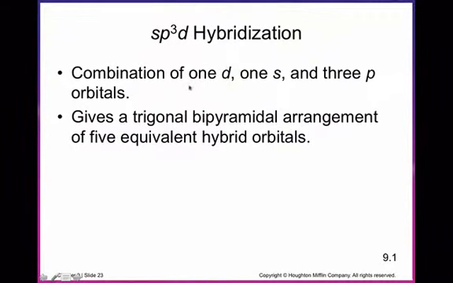Then it says it's a combination of 1d, 1s, and 3p's. Because if we think back to what we just drew, around that phosphorus, there were 5 electron domains. So this is 1 and 3, but there's only 3 p orbitals. So now we have to go into the d's. So this is 1 plus 3 is 4, plus another is your 5th electron domain. So there's where you get the 5 in terms of hybridization. It gives you the trigonal bipyramidal arrangement, and we get 5 equivalent hybrid orbitals.